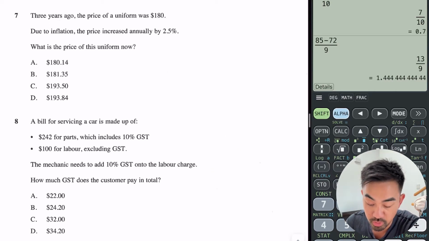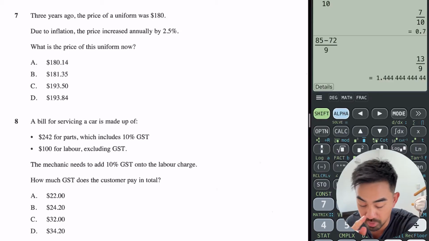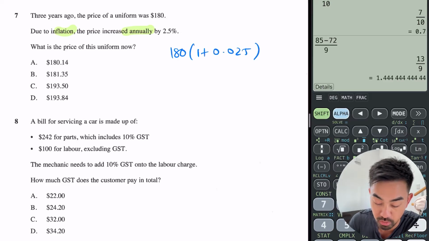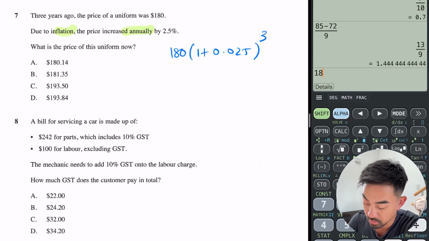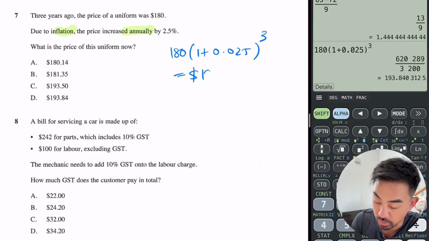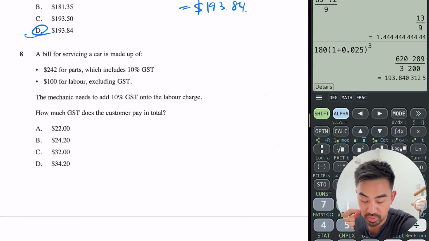Question 7. 3 years ago, the price of a uniform was $180. Due to inflation, the price has increased by 2.5%. So what is the uniform now? So the price has increased, right? And it's inflation, which means it is compound interest. So 180 times 1 plus 0.025 to the power of 3 years. So I think it's $193.84. Sweet, that's D.